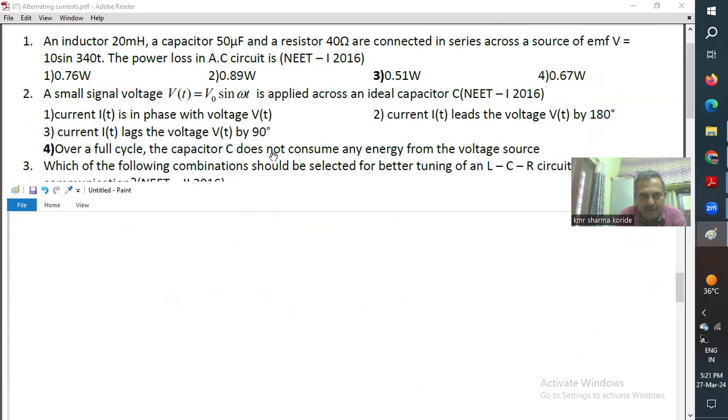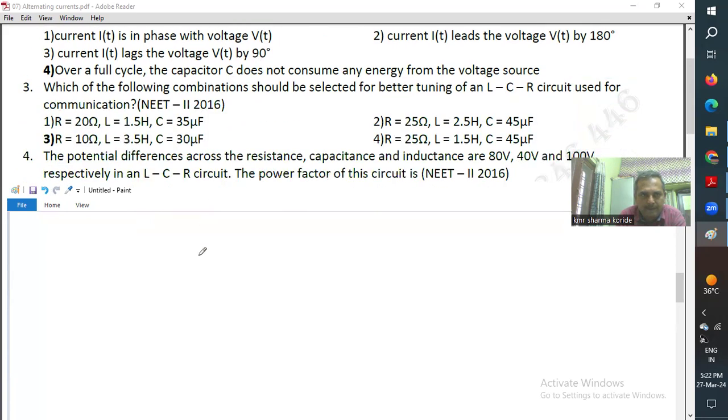Over a full cycle, capacitor does not consume any energy from the voltage source. Because it is an ideal capacitor, therefore it does not consume any energy from the voltage source. So the last option is correct. Moving to question number 3.